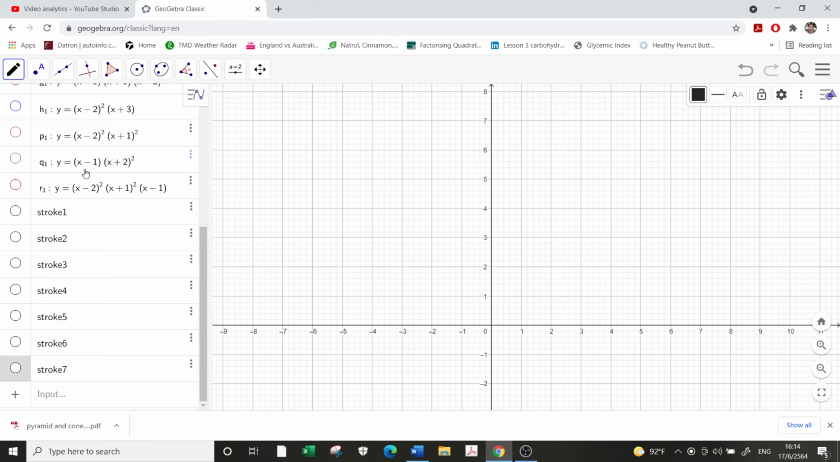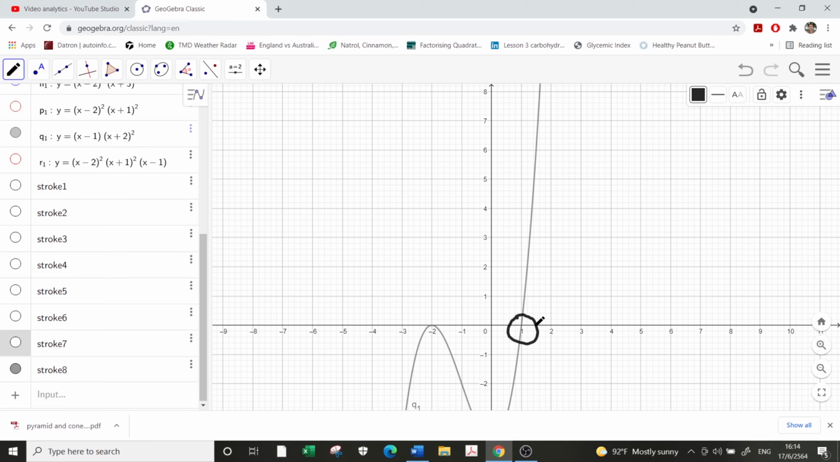In the next example, we have x minus 1 to power 1, so that's an odd power. And we have x plus 2 to power 2. So let's see what that looks like. So we have x minus 1 giving us this x-intercept of 1. And because the power is odd, we cut through that point. But here we have power 2. So at x equals minus 2, we will not cut. We will touch the x-axis and then go down.